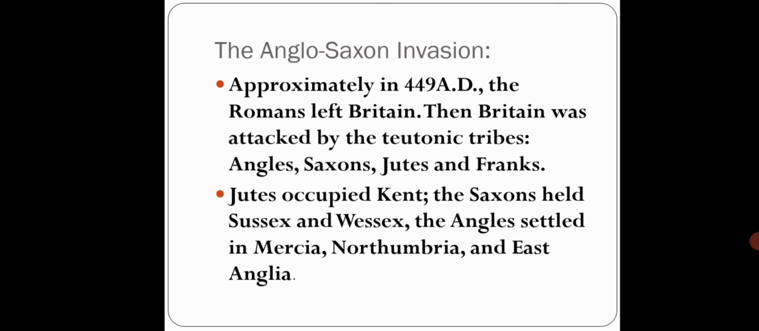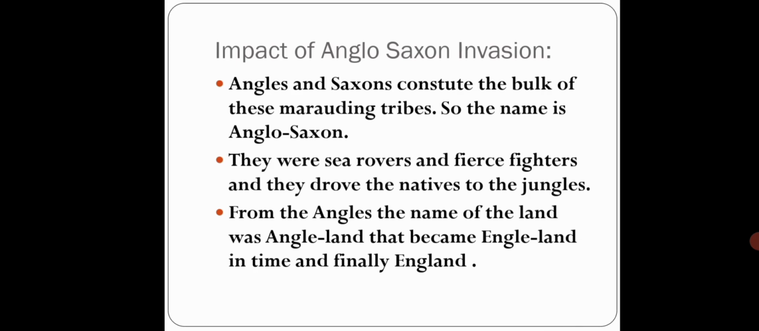Jutes occupied Kent, the Saxons held Sussex and Wessex, the Angles settled in Mercia, Northumbria and East Anglia. And among these 3 tribes, that means Jutes, Angles and Saxons, Angles and Saxons constituted the bulk of the population. And as the Angles and Saxons were the bulk of the population, so the name of that age is Anglo-Saxon age or Anglo-Saxon period.